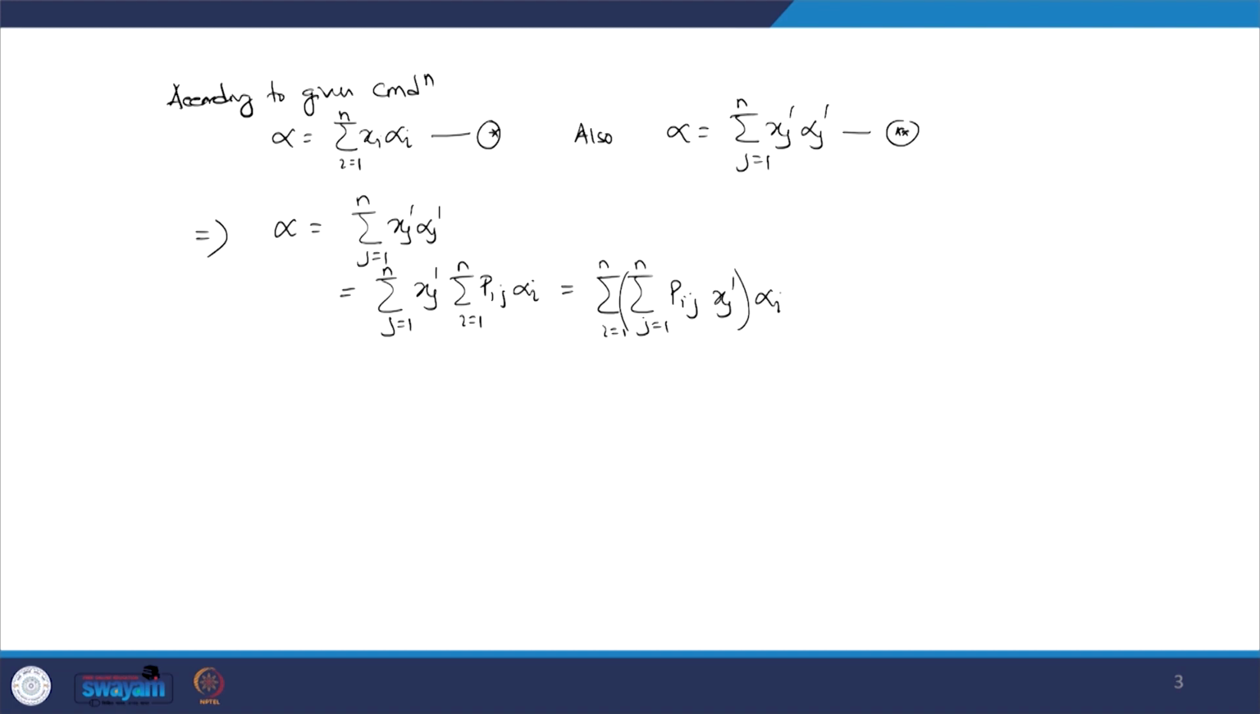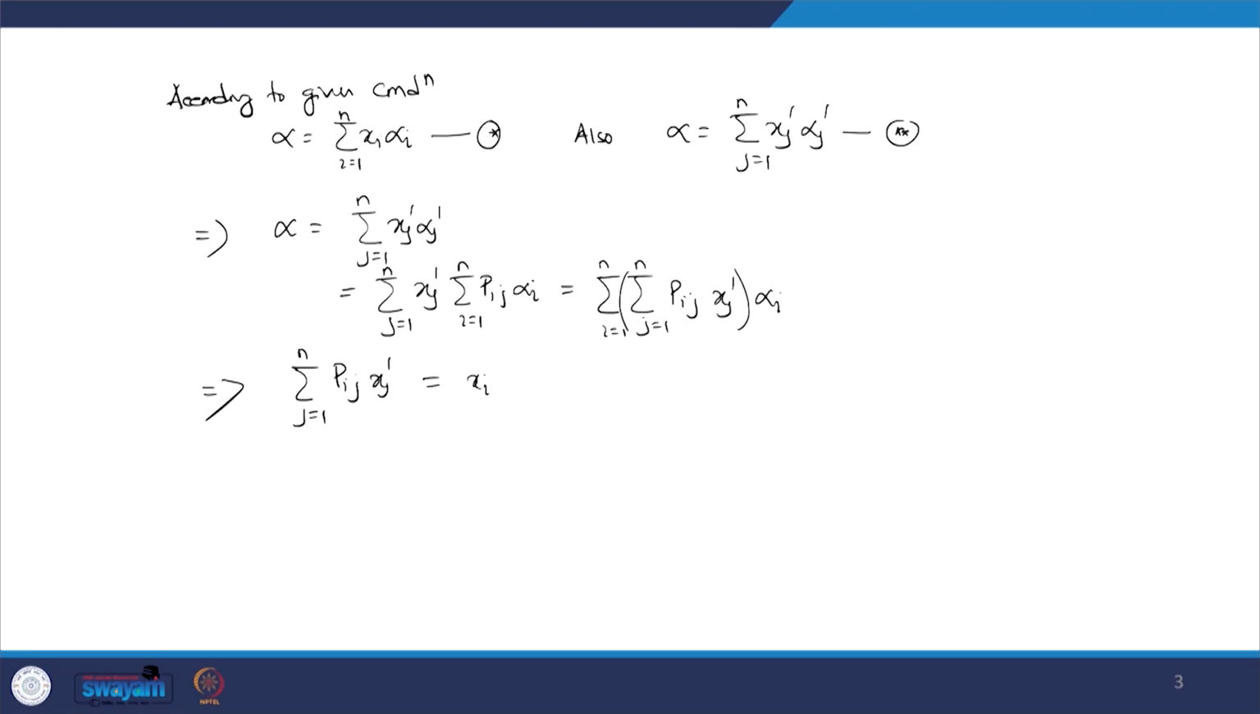So, what does it represent then? This implies that if I want to know the coordinate matrix of alpha with respect to ordered basis B, because I have written alpha as a linear combination of alpha i, this implies that sigma P i j x j prime is basically the ith component of the coordinate matrix of alpha with respect to ordered basis B. So, with j equal to 1 to n, this is nothing but simply x i.